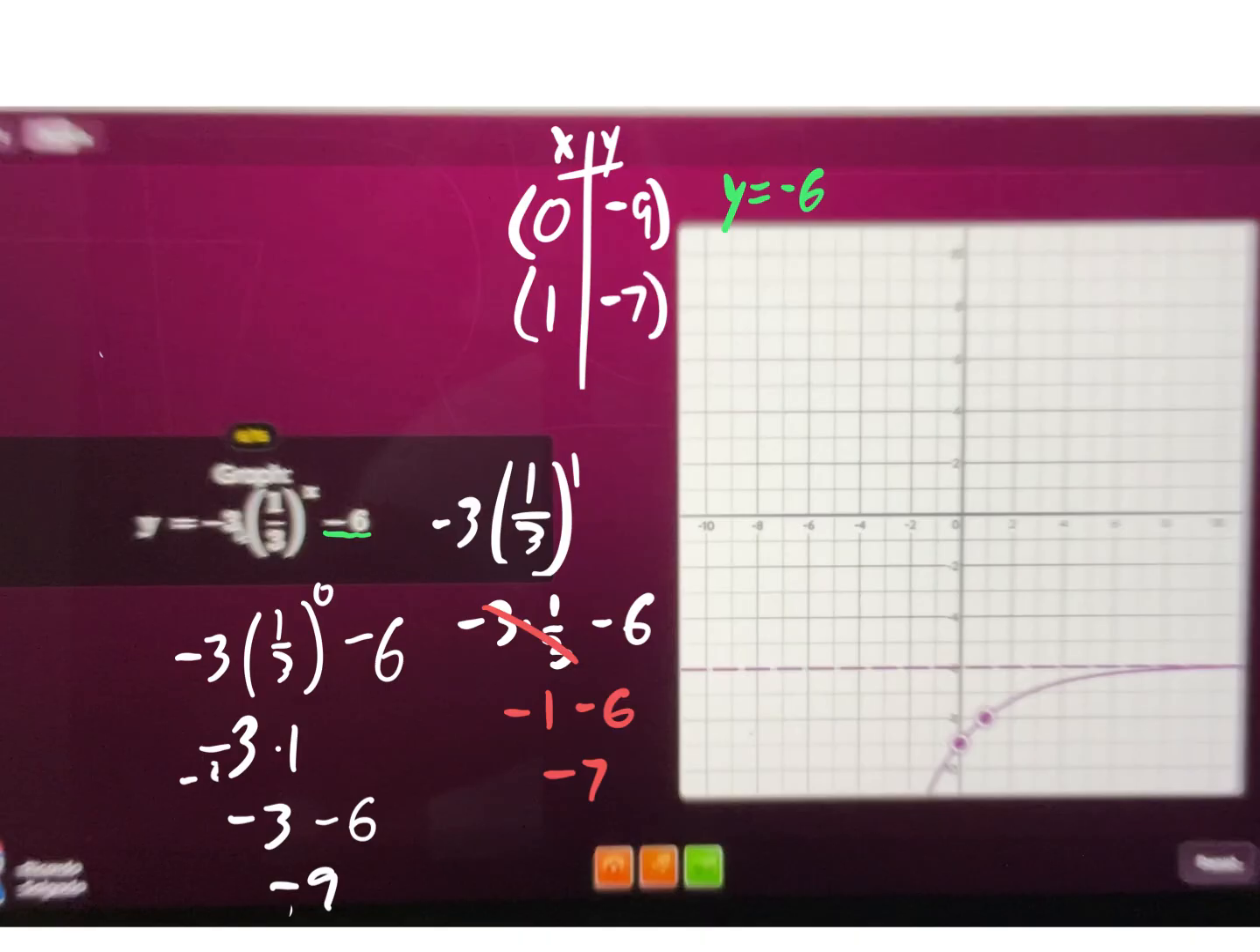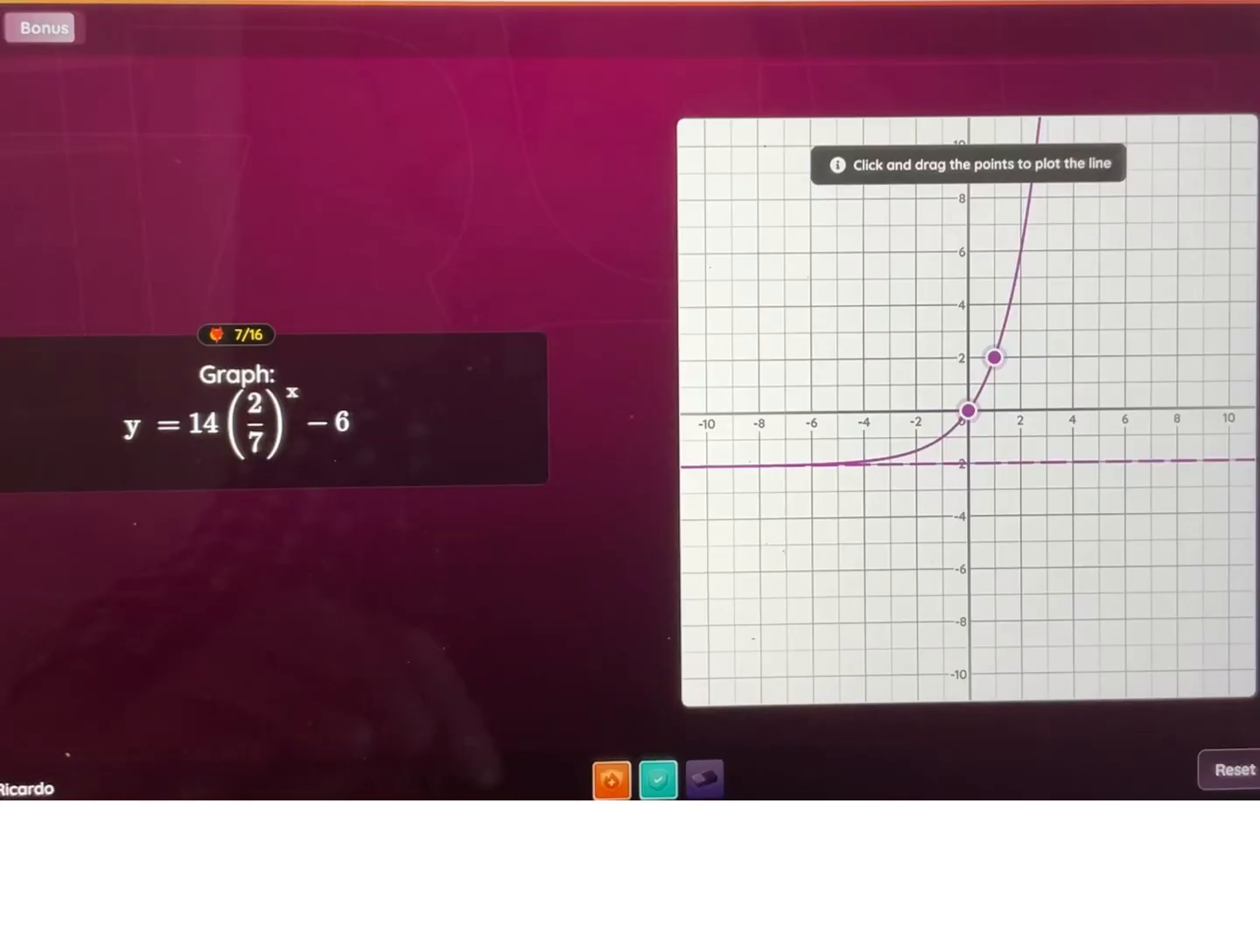Anyhow, you have your coordinate at 0, -9, and you have your other coordinate at 1, -7. That's -1, 2, 3, 4, 5, 6, 7. So it should be right there. So your coordinates should be here. Whoops, I'm sorry. Here and there. And then that would automatically produce this graph approaching that asymptote.